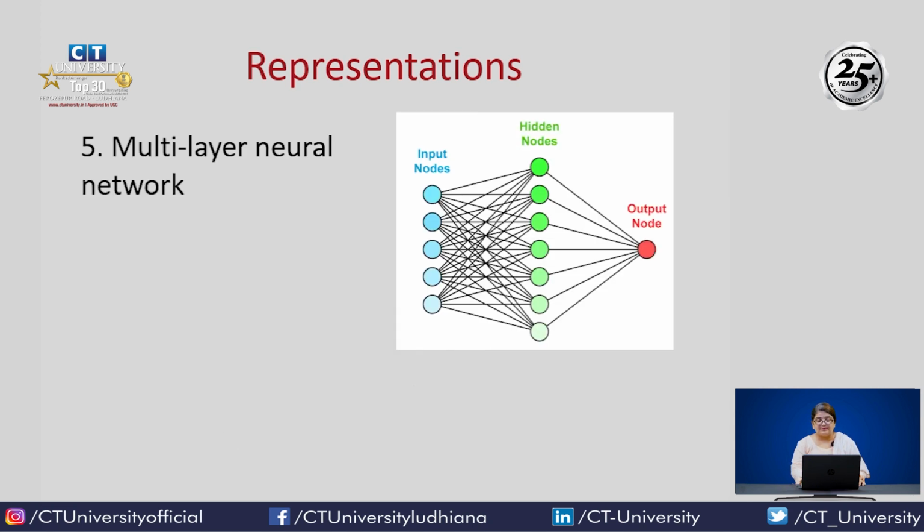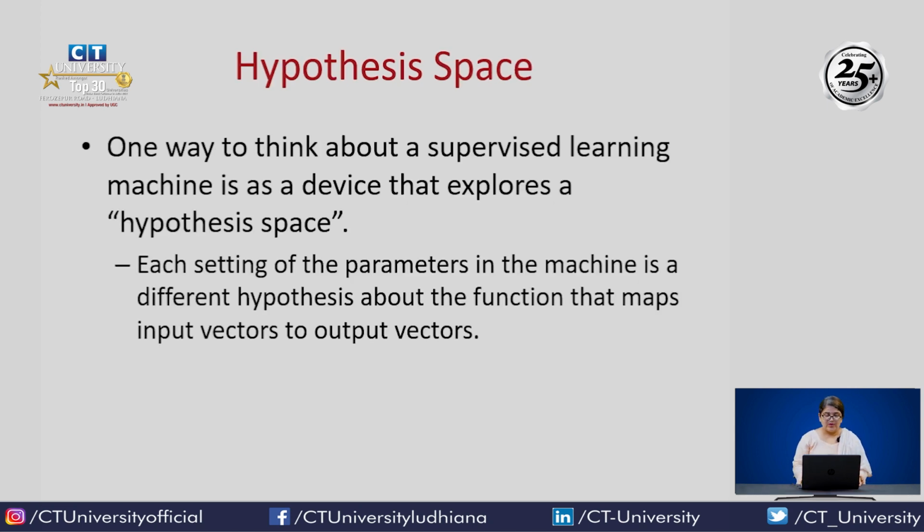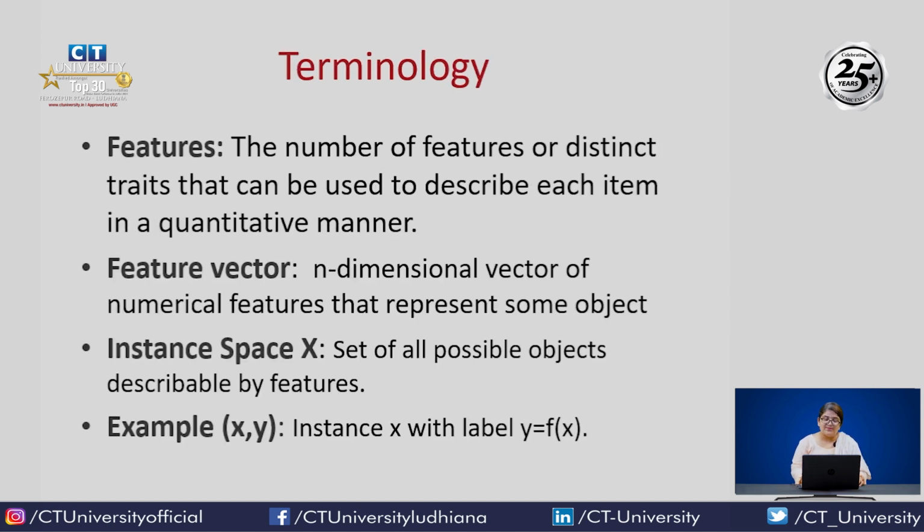Then we have the multi-layer neural network. There are many hidden layers in it, and when there are many, 40 to 50 layers, it becomes deep learning. So this is the way we go for hypothesis space. When we talk about hypothesis space, one way to think is that a supervised learning machine is a device that explores a hypothesis space. Each setting of the parameters in the machine is a different hypothesis about the function that maps input vectors. Now, what are the terminologies?